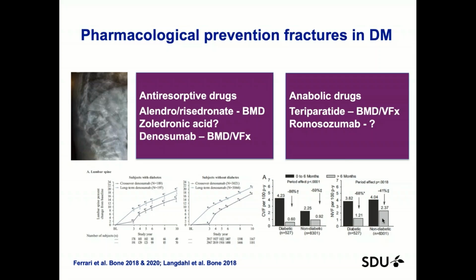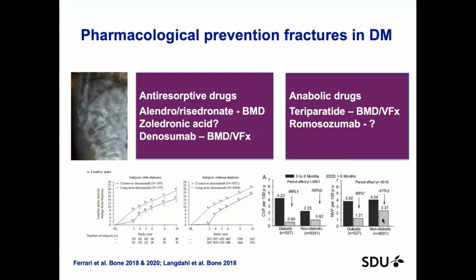And then we have denosumab. And I was happy to note that there's a fairly recent study reporting that in diabetics, denosumab, the RANK ligand inhibitor, is equally as effective as in non-diabetics to increase bone mineral density in the spine and also to reduce vertebral fractures. So the use of denosumab in diabetes seems to be supported by very good data.